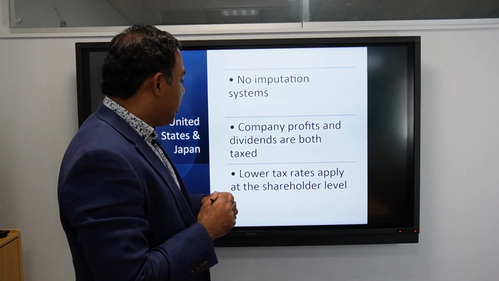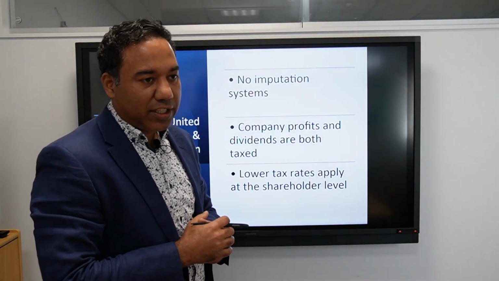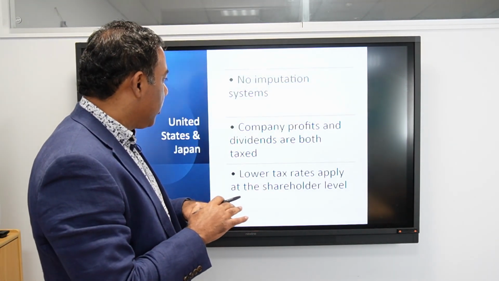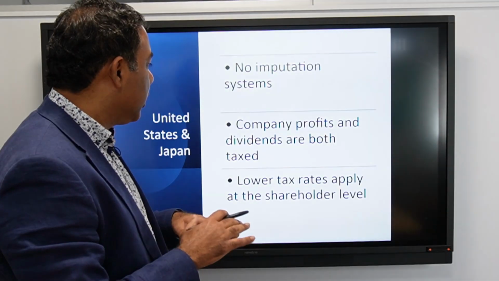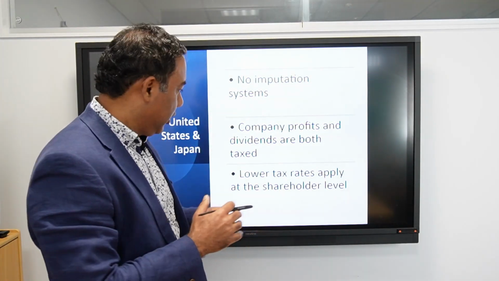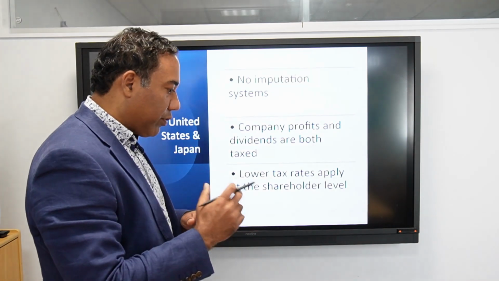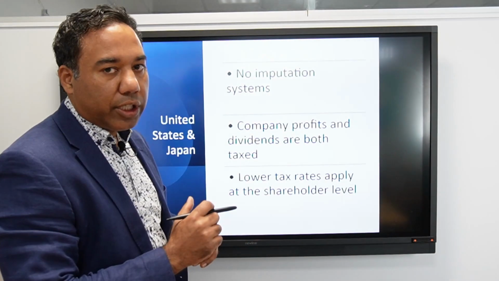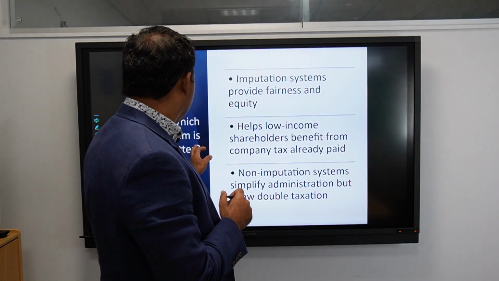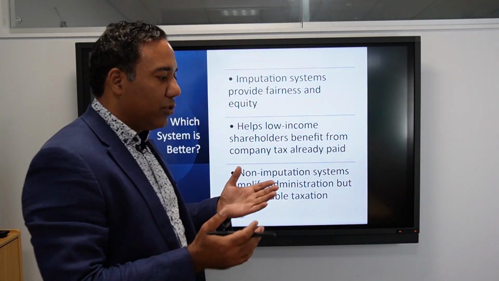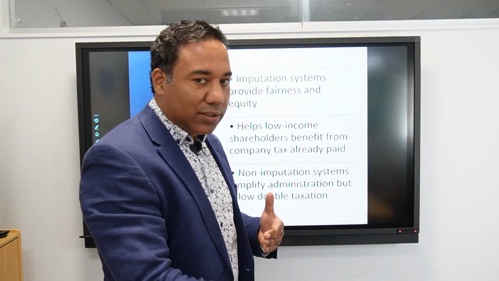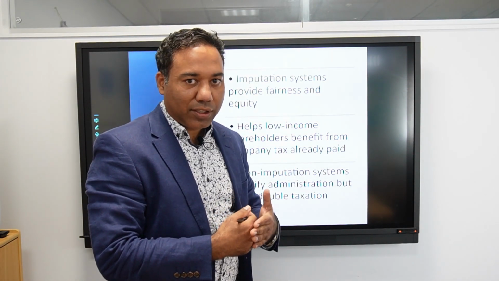Now, the United States and Japan, again, have a very similar system. No imputation system. Company profits and dividends are both taxed, but the tax on the dividend is at a much lower rate. So this is how they operate. Now, which system is better? Tax credits are passed on in one system, and in another system the dividend is taxed at a lower rate.